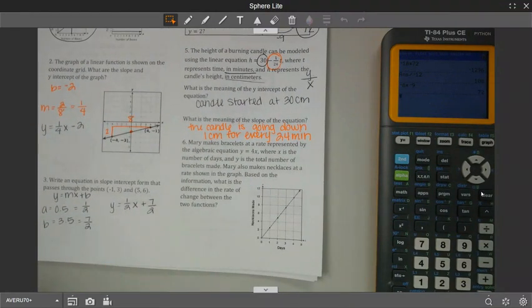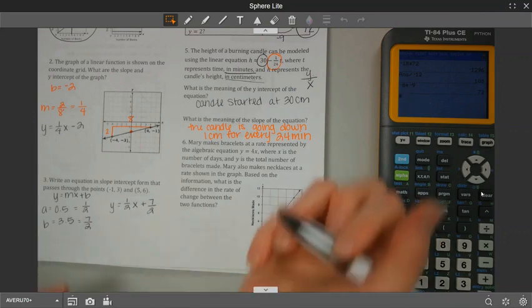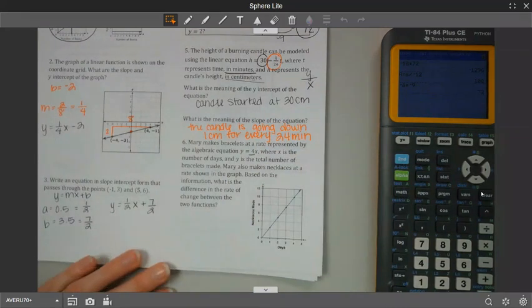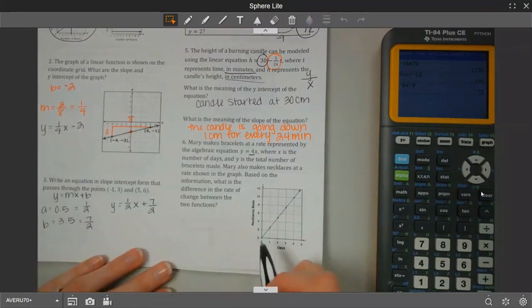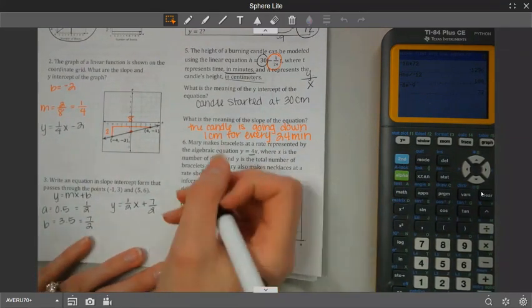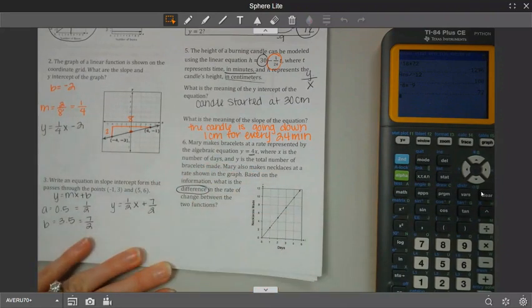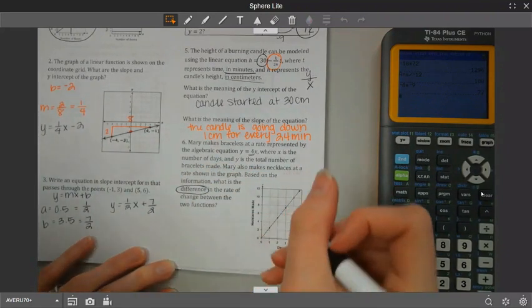Number 6, Mary makes bracelets at a rate represented by the algebraic equation y equals 4x, where x is the number of days and y is the total number of bracelets made. Mary also makes necklaces at a rate shown in the graph. Based on the information, what is the difference in the rate of change between the two functions? Okay, I already know one of them. The first rate of change is 4. I just got to figure out what the second one is, and then I'm looking for the difference, so I will subtract them.